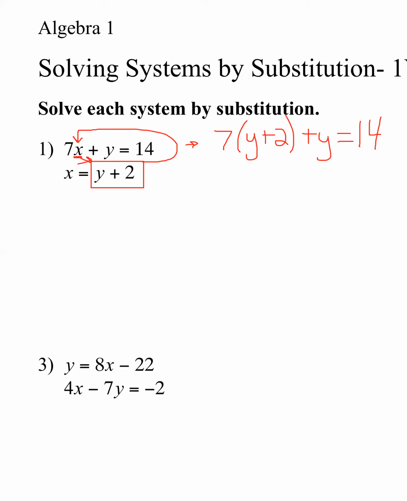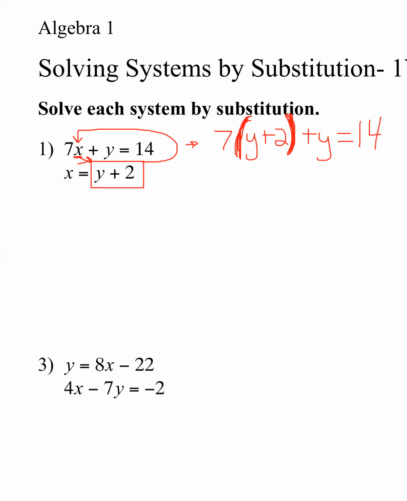Okay, you do need to be mindful of the parentheses though. You need those because I'm doing 7 times everything that x is. If you don't have the parentheses right here, it's going to mess you up. So just make sure that you have them. So I have 7 times everything that x is, and then plus y equals 14. Now you're in a really good spot, because now I have an equation with only one variable in it. So I can solve for the variable that's left, which in this case is y.